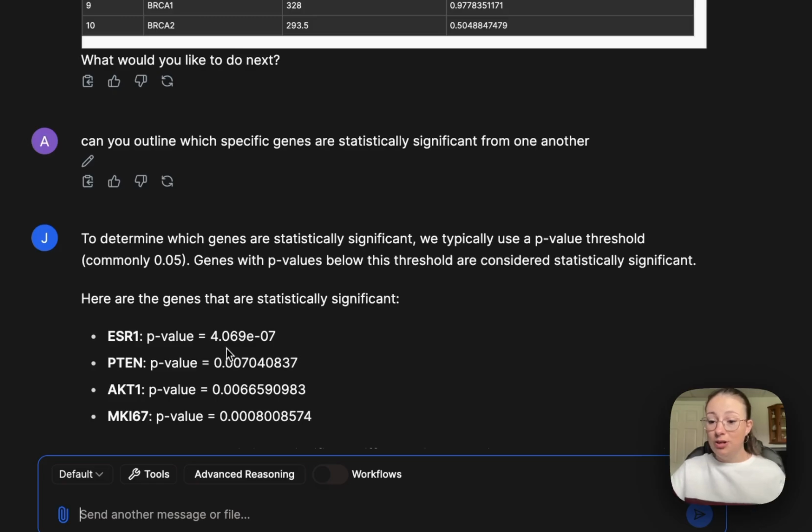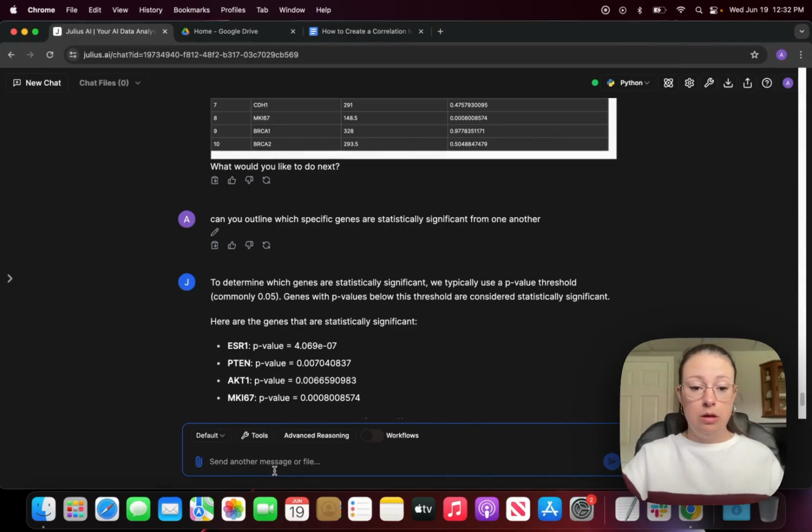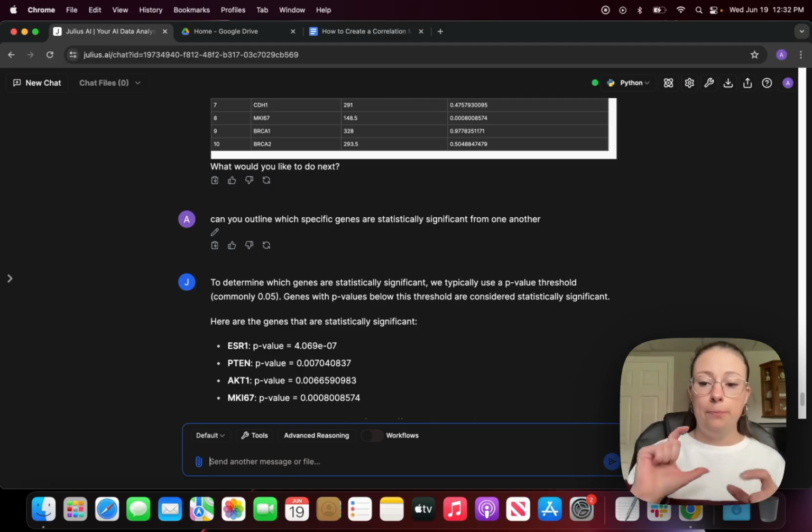So the next thing that we're going to make is a visualization to kind of show the statistically significant difference between them. So what I'm going to ask Julius to do is make a box plot, and then I'm going to have it create brackets around it and asterisks, wow, showing us how statistically significantly different, that is a mouthful, that these relationships are.